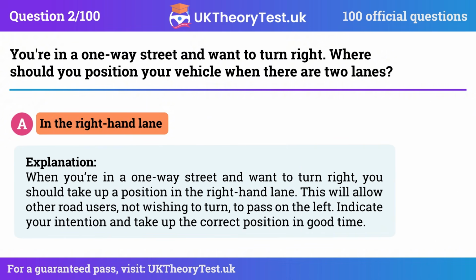Explanation. When you're in a one-way street and want to turn right, you should take up a position in the right-hand lane. This will allow other road users, not wishing to turn, to pass on the left. Indicate your intention and take up the correct position in good time.